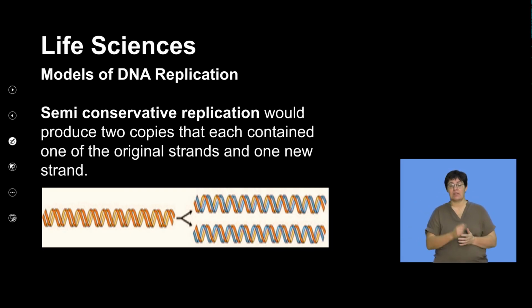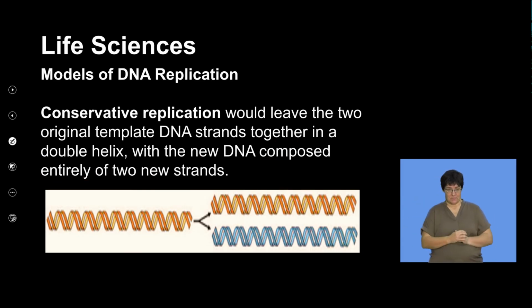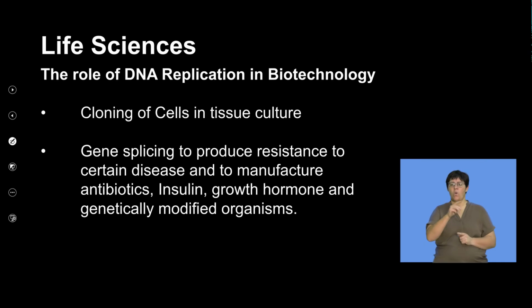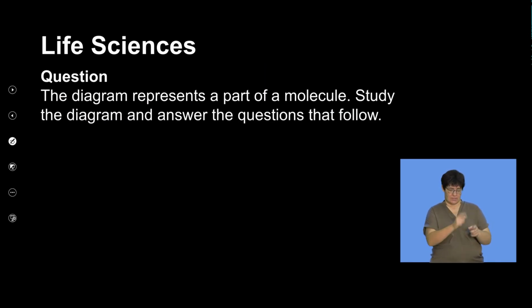So we refer to that as the semi-conservative, which produces new strands, each containing one of the original strands and one new strand. And so we're going to move on to trying to apply our understanding to this in terms of some questions. So let's get straight into these questions. The diagram represents a part of a molecule. Study the diagram and answer the questions that follow.